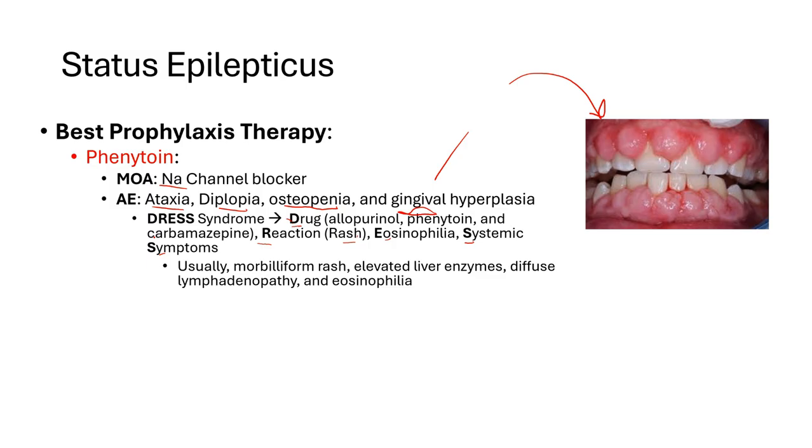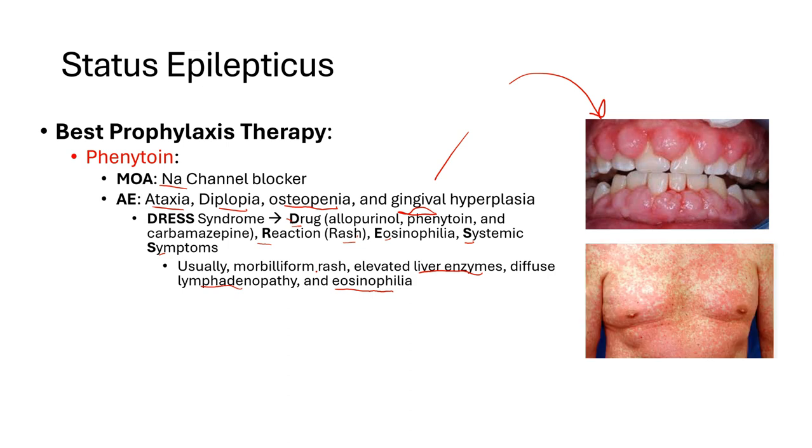Usually, this will be something known as a morbilliform rash, which I'll demonstrate. That's a very classic drug-like rash pattern. Elevated liver enzymes, so elevated AST, ALT. You may see diffuse lymphadenopathy, and of course, eosinophilia. This is what a morbilliform rash, or a drug-like rash, looks like. Kind of patchy, spotty all over.